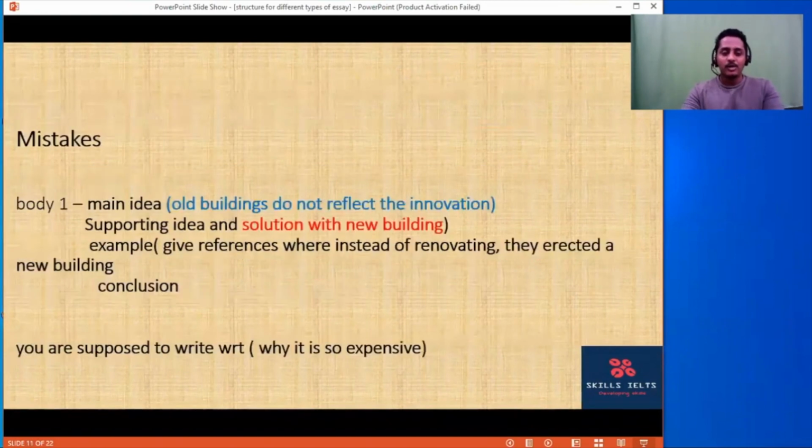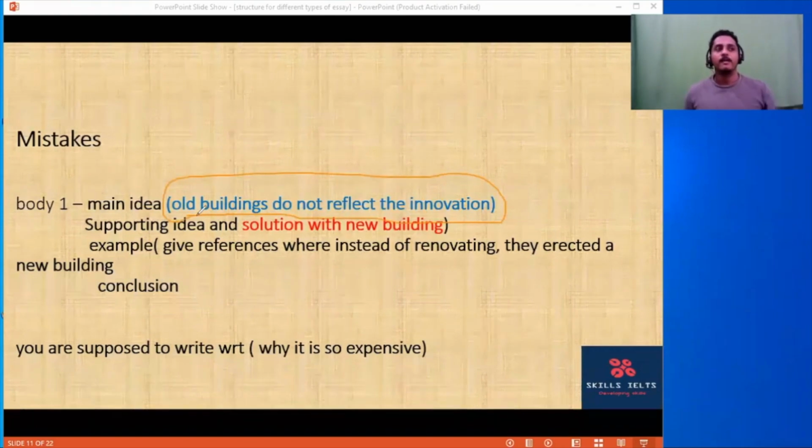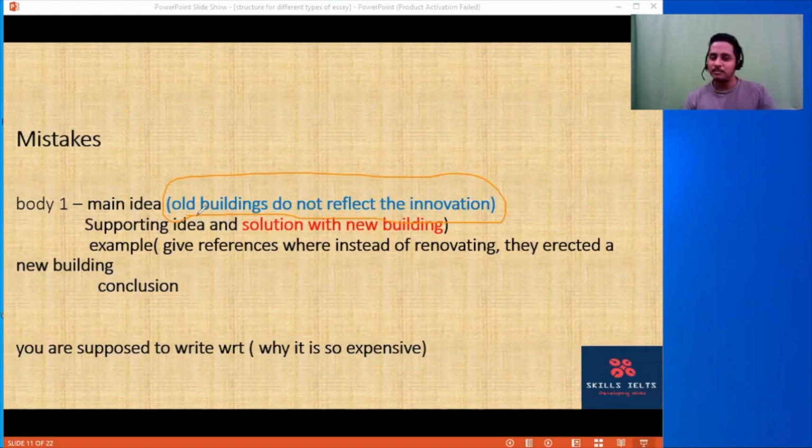Let's talk about the mistakes. I've already written the last line. If possible, don't read the last line. I should not have written it at first; I should have written it later. Can anyone tell me why this blue is wrong? Old buildings do not reflect the innovation. On the other hand, the new buildings reflect that standard, this standard, and so on.